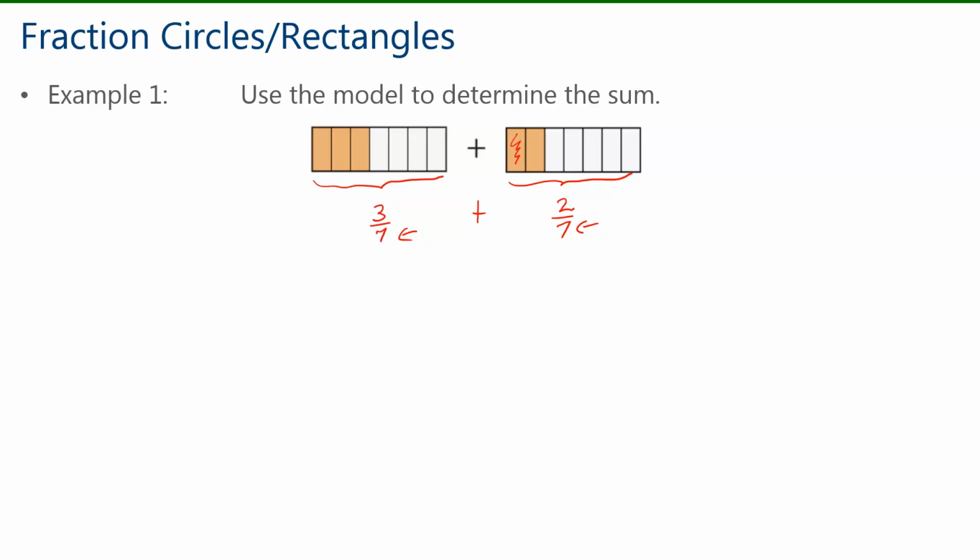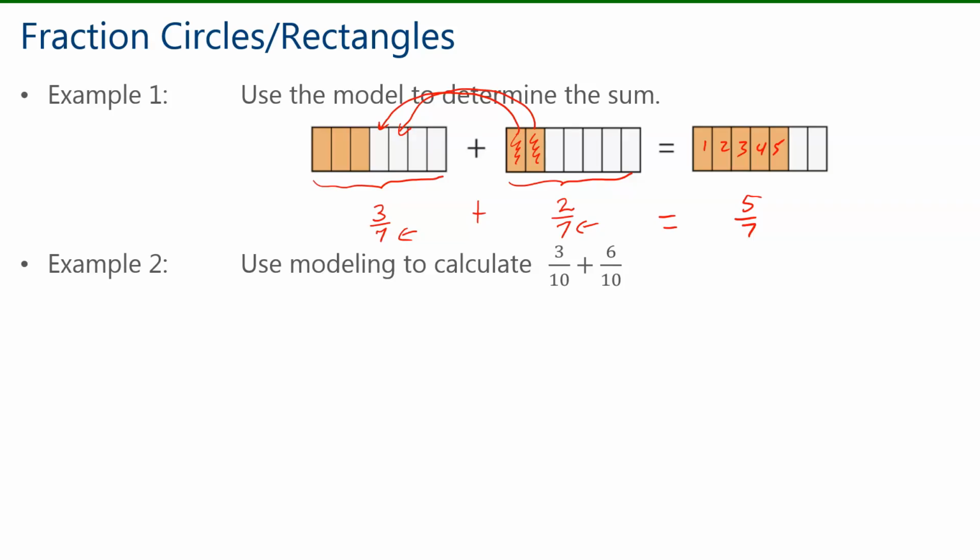Well, if I take these two shaded portions, and if I put them in the whole on the left here, then that will give me 5 shaded sections out of the 7. So what we've just discovered is that 3/7 plus 2/7 equals 5/7.